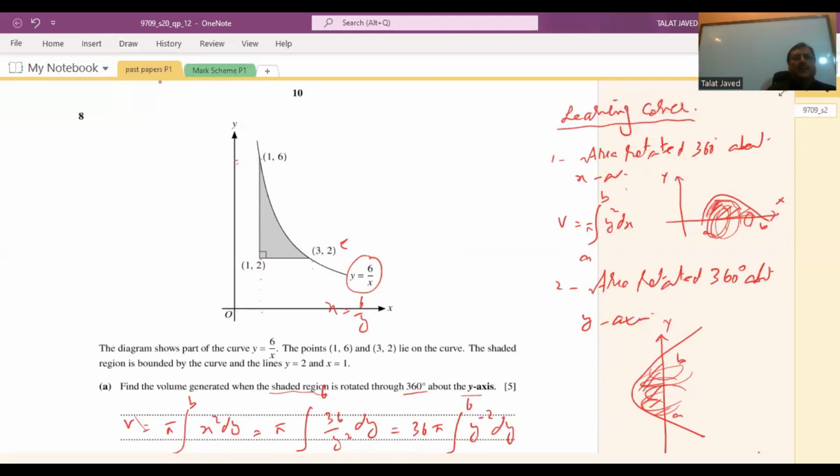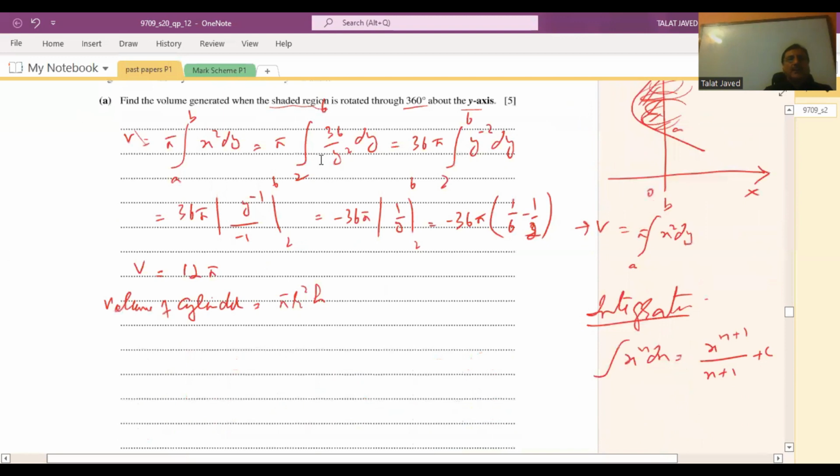In this diagram, you can see this is the cylinder, so its radius will be 1 and its height will be 6. From 2 to 6, height will be 4. So we'll find its volume. This will be equal to the volume of a cylinder, pi r squared h, where radius is 1 and height is 4.